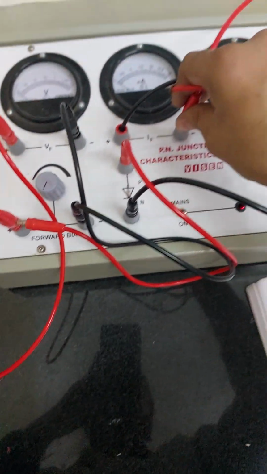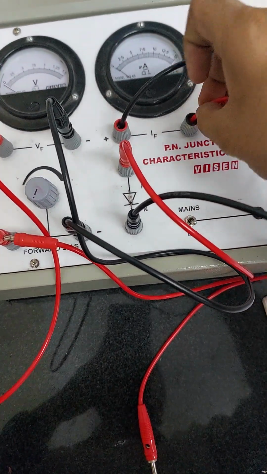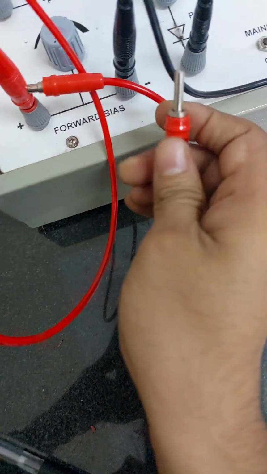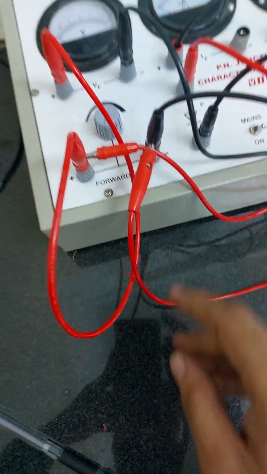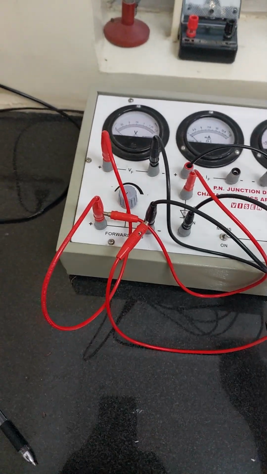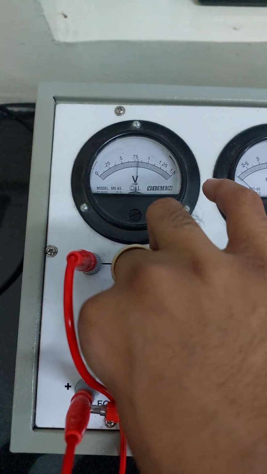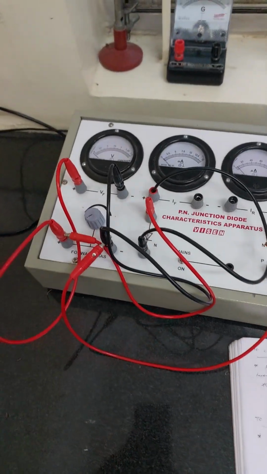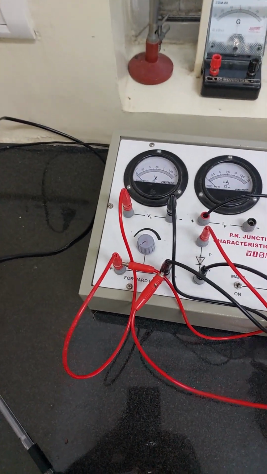So I'll make the connections the other way. It's going to the negative of the battery. So this is the connection in forward bias. So it should work now. You can see that the voltage is rising. Now just have a look at the circuit connections once. You can take a screenshot.